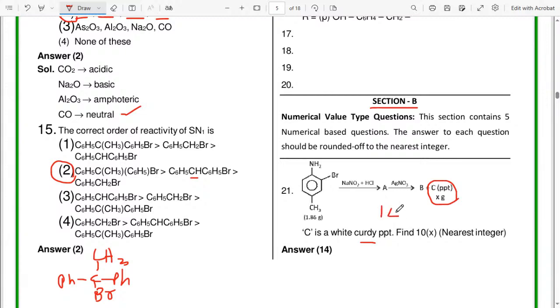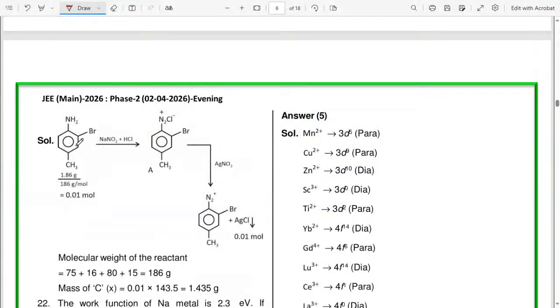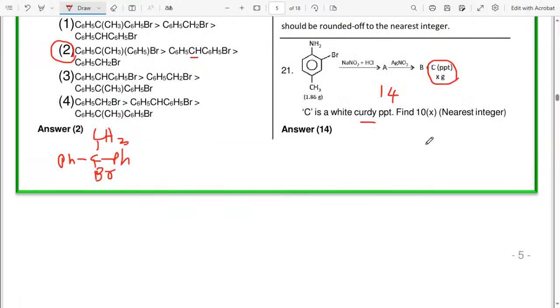How? Let us see the solution here. So this aniline, upon reaction with sodium nitrite plus HCl, gives diazonium chloride. This diazonium chloride is going to react with silver nitrate to give silver chloride. Where is silver chloride? Yes, so 0.01 mole. So the question is, find 10x nearest integer. So what is the amount they have taken?